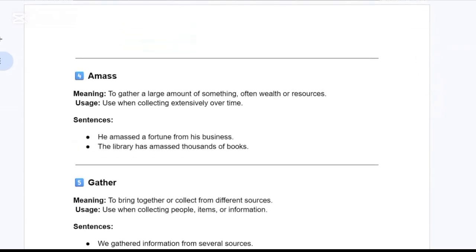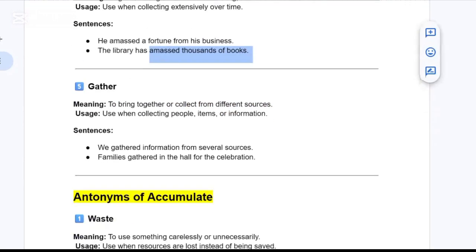Amass. Amass is to gather a large amount of something, often wealth or resources. It is used when collecting extensively over time. He amassed a fortune from his business. The library has amassed thousands of books.